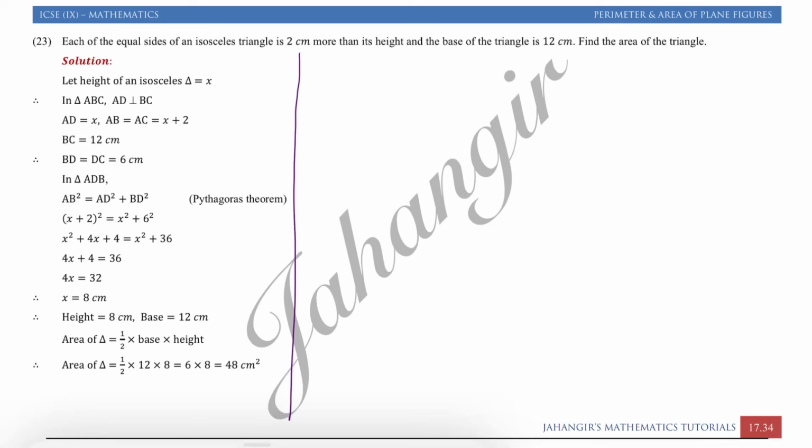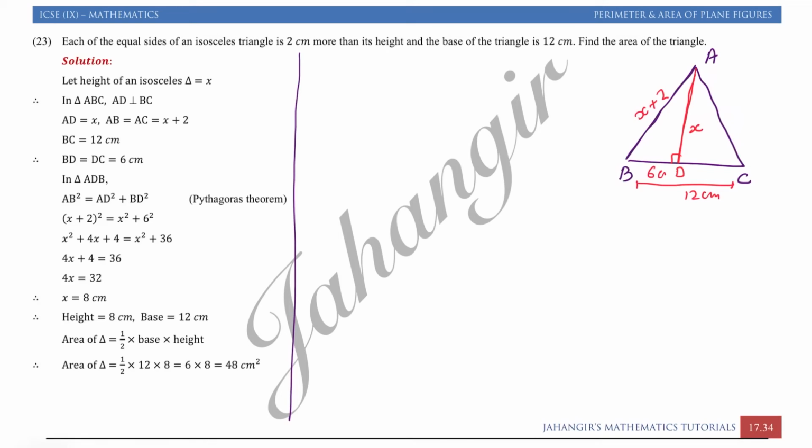Each of the equal sides of an isosceles triangle is 2 centimeter more than its height. Let's say ABC is an isosceles triangle. So in the question it says each of the equal sides is 2 centimeter more than its height. If height is x, this will become x plus 2. And if base is 12 centimeter, and we draw AD perpendicular to BC such that BD is equal to 6 centimeter, this is also 6 centimeter.